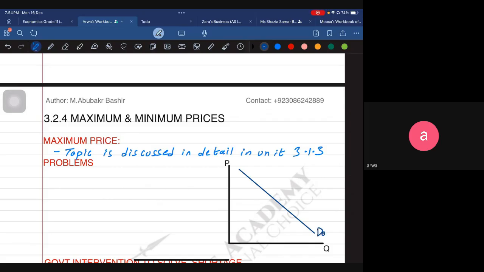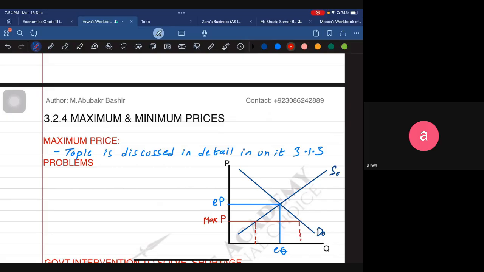So we have this demand curve, we have this supply curve, and we have the original equilibrium which is being formed here, right? Below that equilibrium price is the maximum price. So here we have the maximum price.